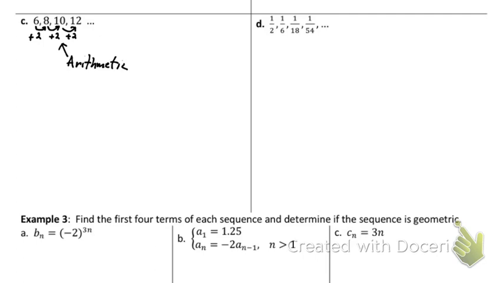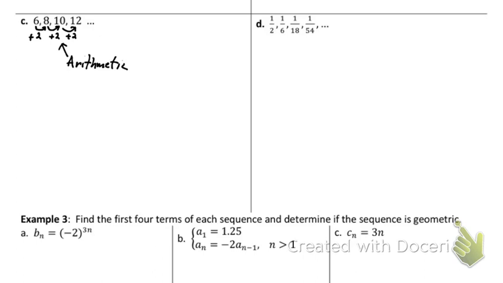All right, our next one says 1/2, 1 over 6, 1 over 18, 1 over 54. Is this geometric? If so, what is your common ratio? Ooh, it rhymes. It's a rhyme day. Sam?